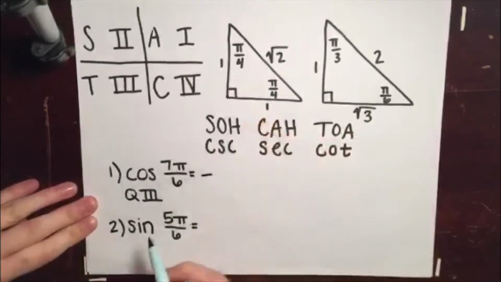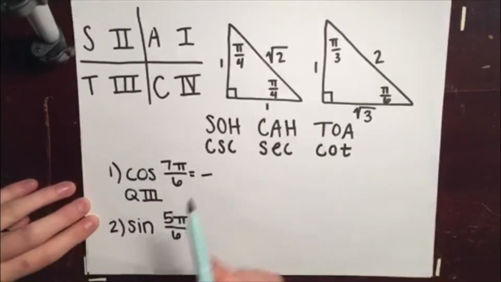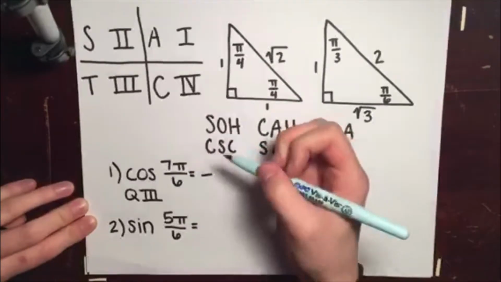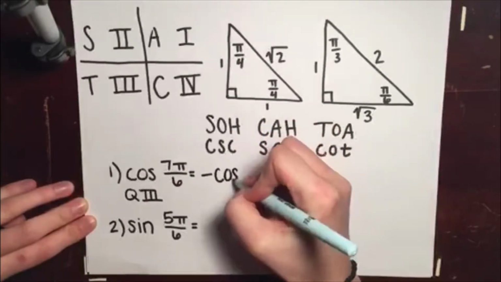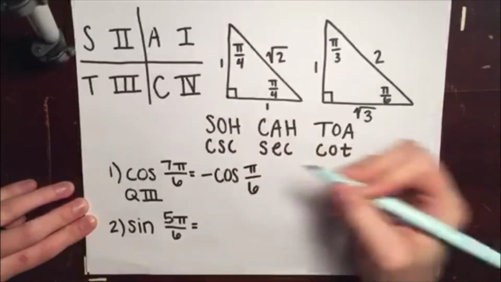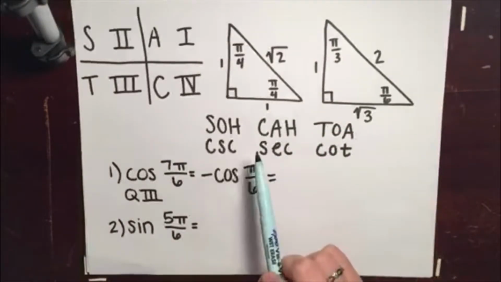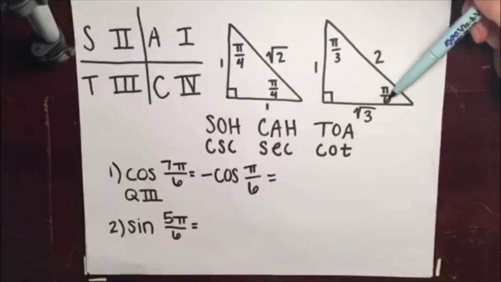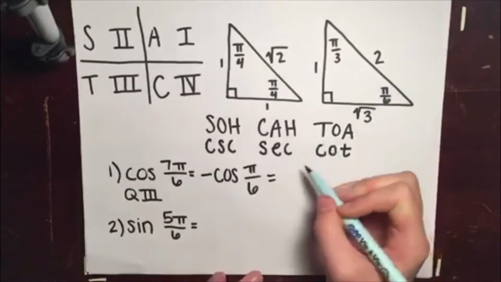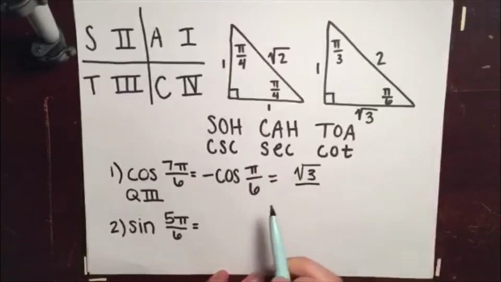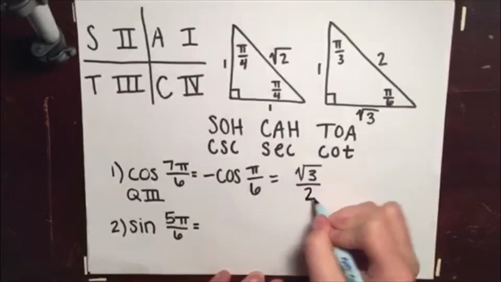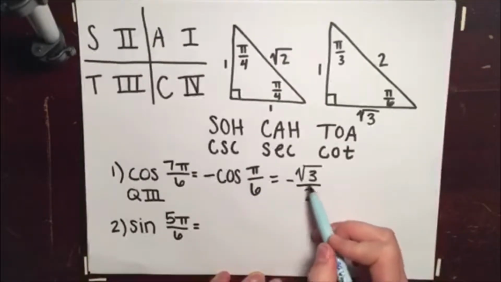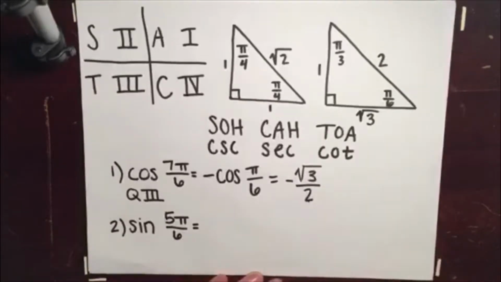Okay, so since we've accounted for the sign, now we're just going to rewrite in terms of the reference angle, which is just pi over 6. So we take out the 7. So negative cosine pi over 6. All right, so now we can look at SOHCAHTOA. Cosine is adjacent over hypotenuse. Take a look at pi over 6, adjacent square root 3 over hypotenuse 2. And we cannot forget the negative that we had out here. Negative square root 3 over 2 is our final answer.